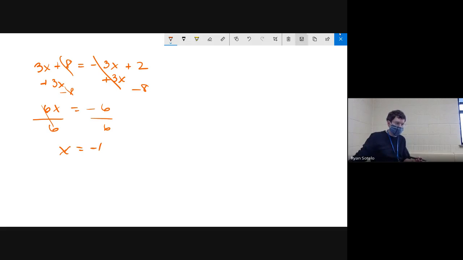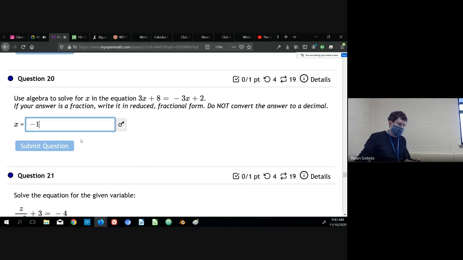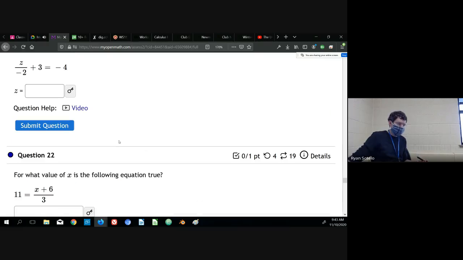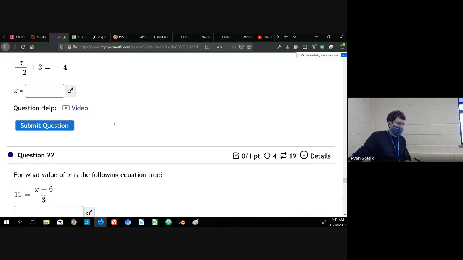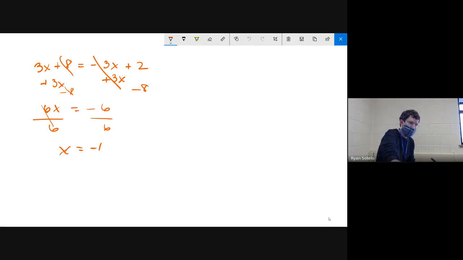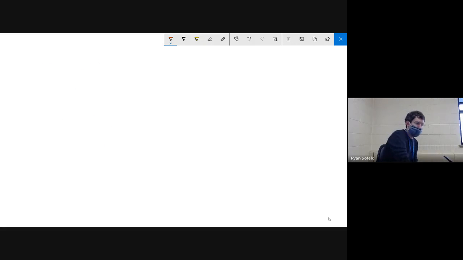So hopefully these are okay for you. These are the easier equations to solve. Let's try some with fractions. So I've got 21 and 22 here. So 21, I have z over negative 2 plus 3 equals negative 4.